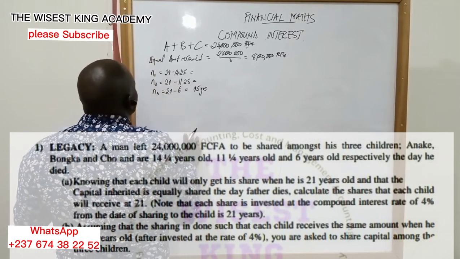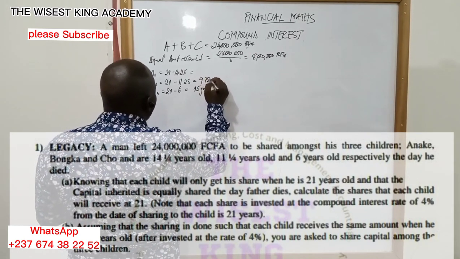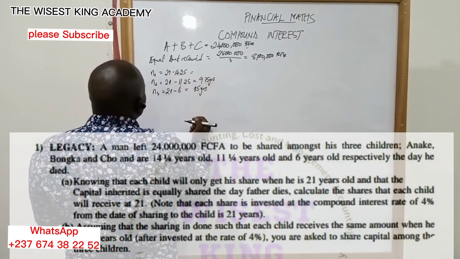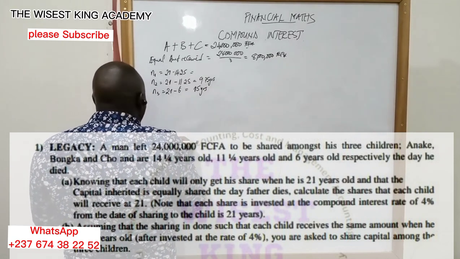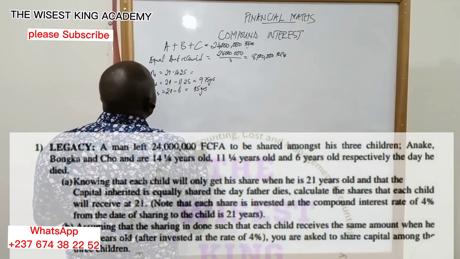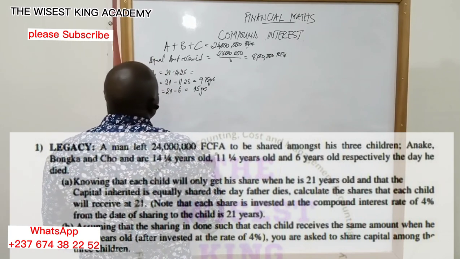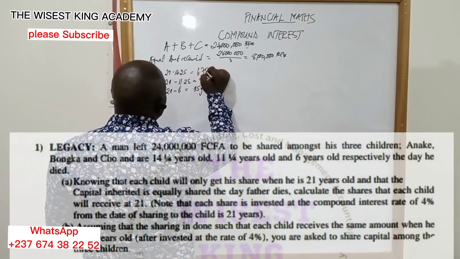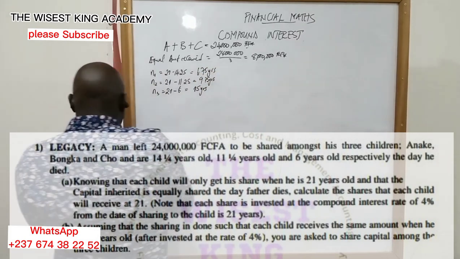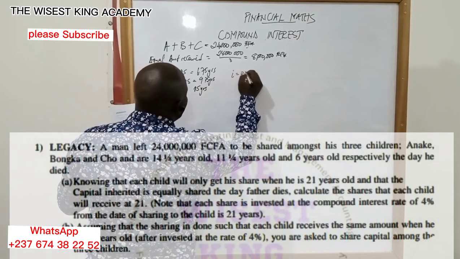11 minus 21, that's 10. So this will be 9.75 years. And here, 21 minus 14. If I take out 4 from 21, I have 17. That's 7. That's 6.75 years. That's N1, N2, N3. Now these shares are invested at how much?